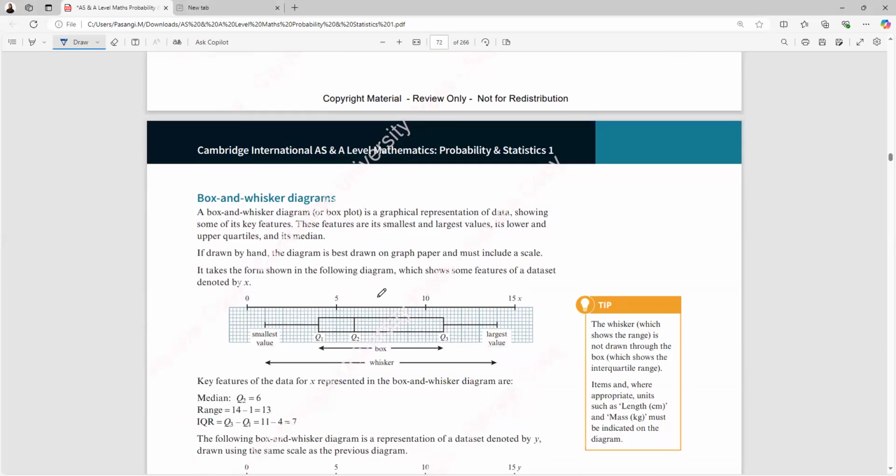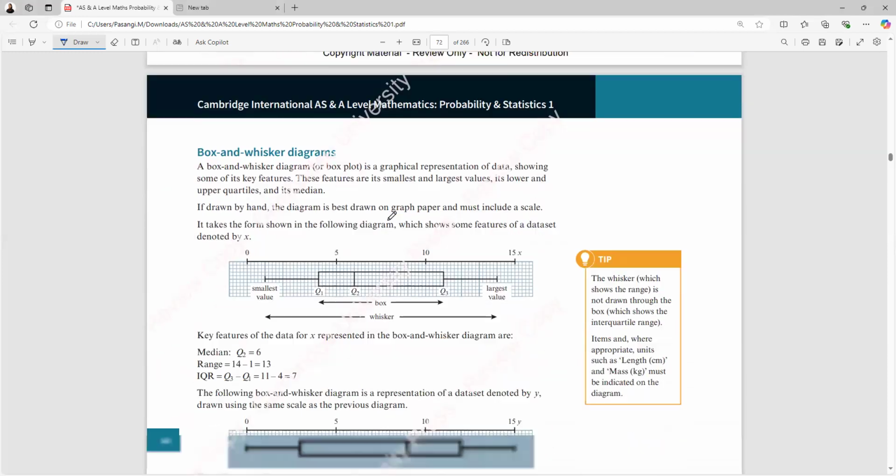Okay. Yeah. We have the box and whisker diagrams. Here we normally call it a box plot as well. So what will happen here? A box and whisker diagram, which we normally call a box plot, is a graphical representation of data showing some of its key features. These features are its smallest and largest values, its lower and upper quartiles, and its median as well.